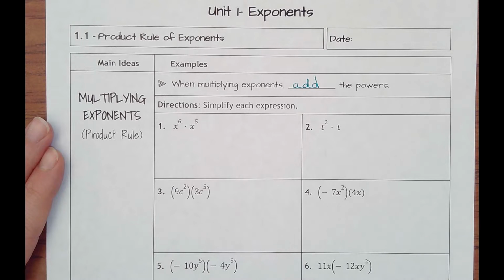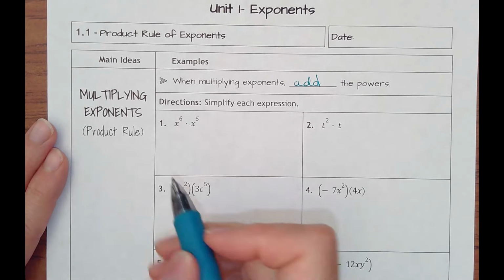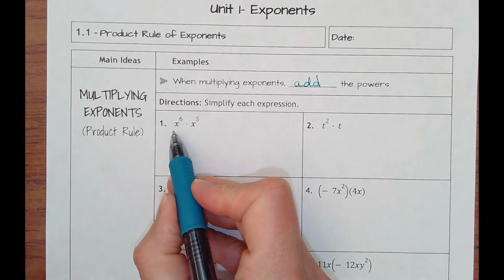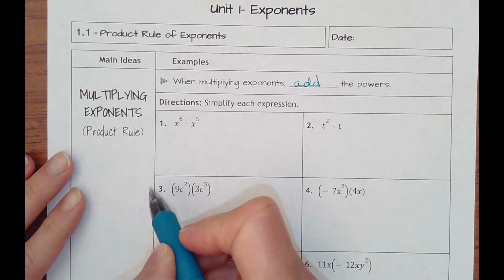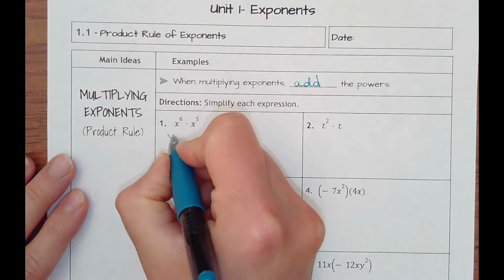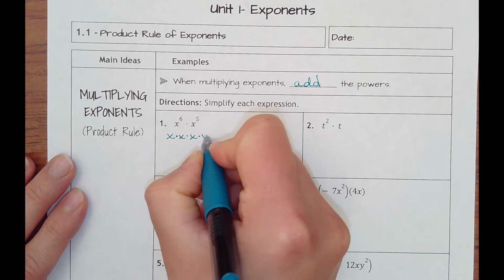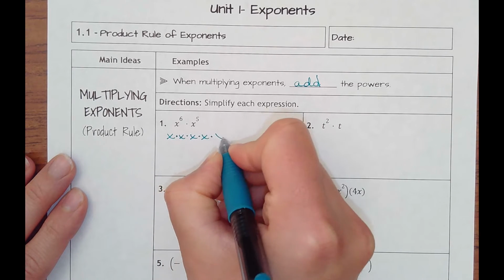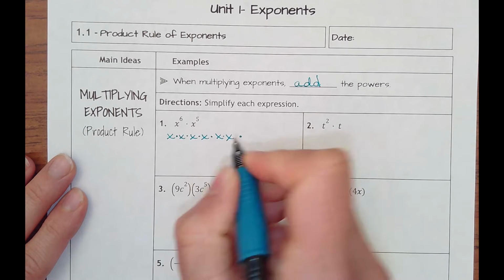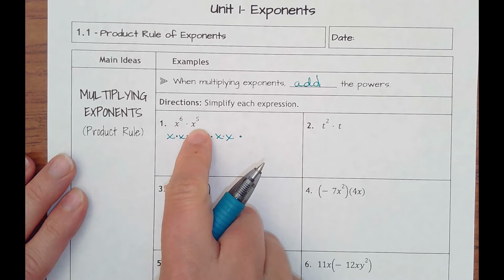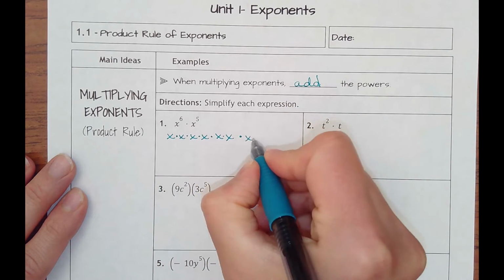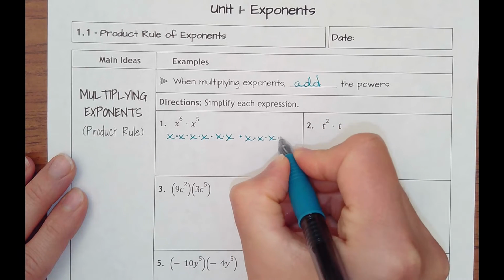Okay, so let's look at number one. We're just trying to simplify this expression. X is a number. We don't know what it is, but it's taken to the 6th power. What that means is this X number is multiplied by itself 6 times: 2, 3, 4, 5, 6. And then another times that same number to the 5th power. So times itself 5 times.